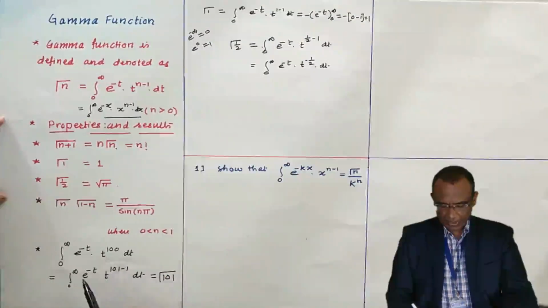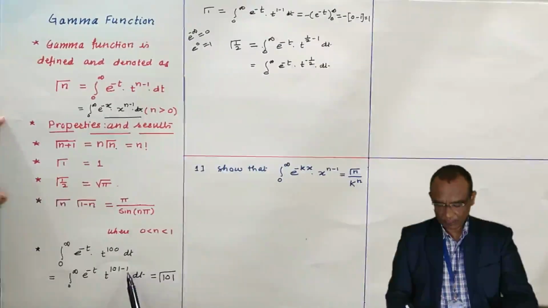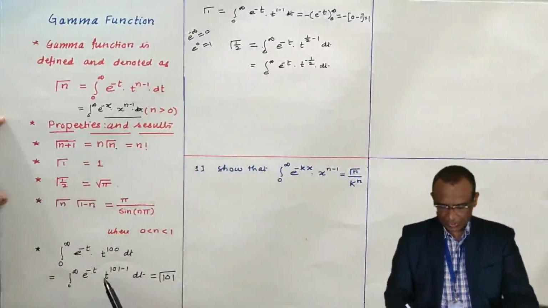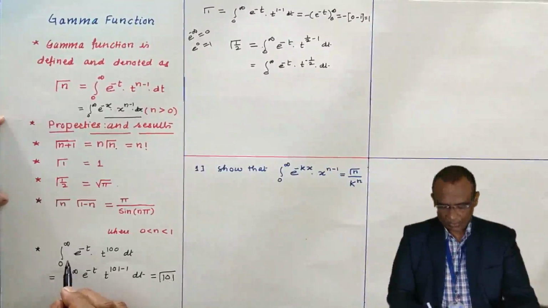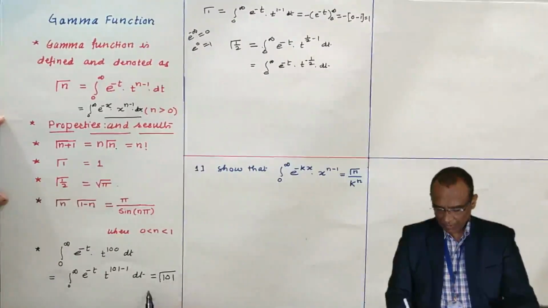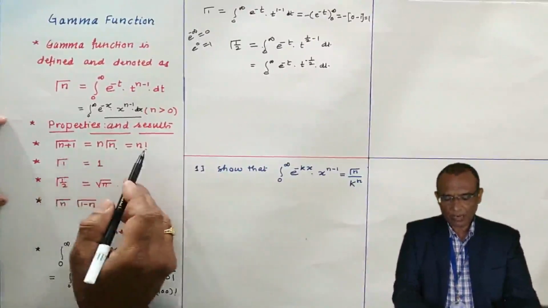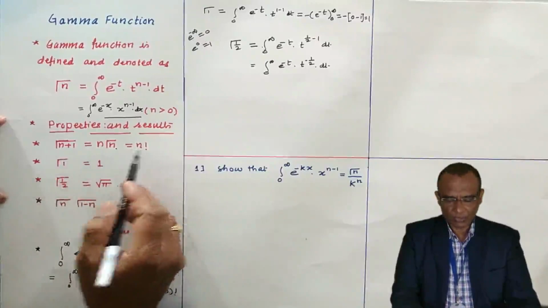So t power 100 can be written as t power 101 minus 1. Using the definition of the gamma function, the integral of e power minus t, t power n minus 1 dt is gamma n, so this is gamma 101. In this way, we have found the value of this integral. And gamma 101 can be written as factorial 100. There is a relation between gamma and factorial. This gamma function is the extension of the factorial function.